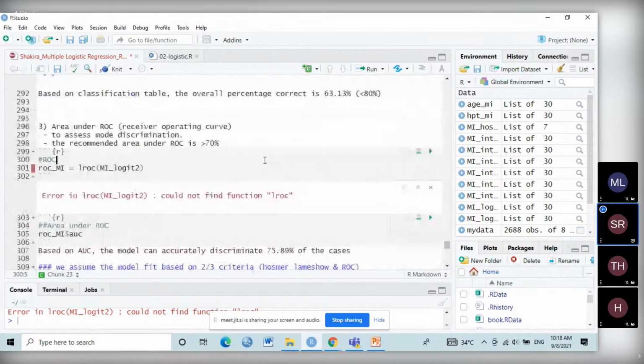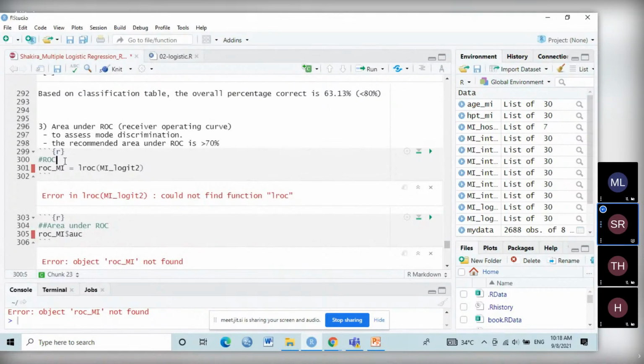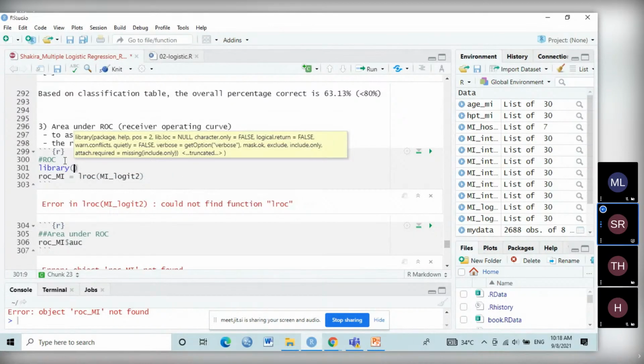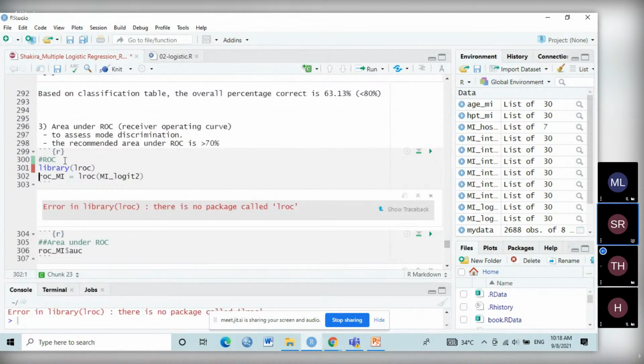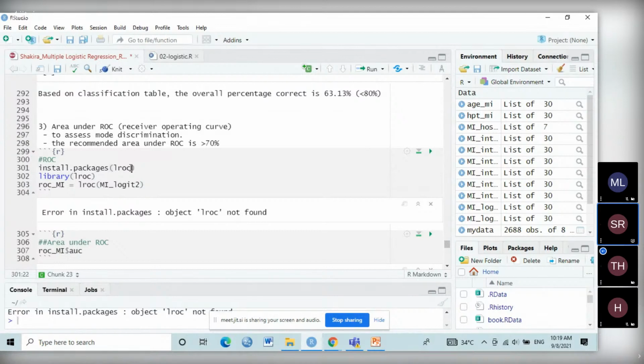Saya ada tulis. Kena install dulu. Tak ada package, tak install kot. LROC. Malam lah saya dapat. Sorry? Kena Google sekejap. Kenapa dapat semalam? Okay, tak apa. Mungkin kena cuba install dululah. Install package. Package kan? Install.